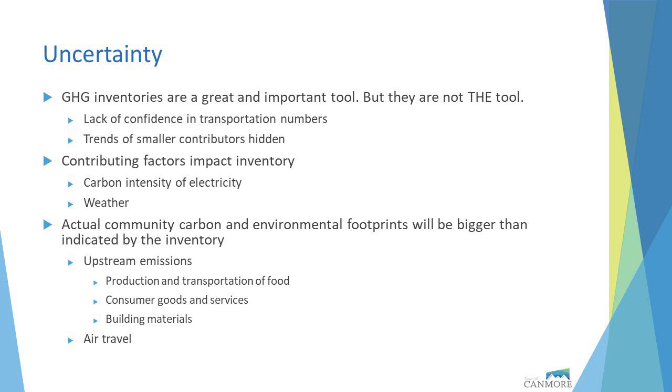For us, our actual building energy use in the community increased, but our GHG emissions were holding steady. And this was because the carbon intensity of our electricity grid in Alberta changed and decreased a small amount between 2015 and 2018. So that impacted our final results.